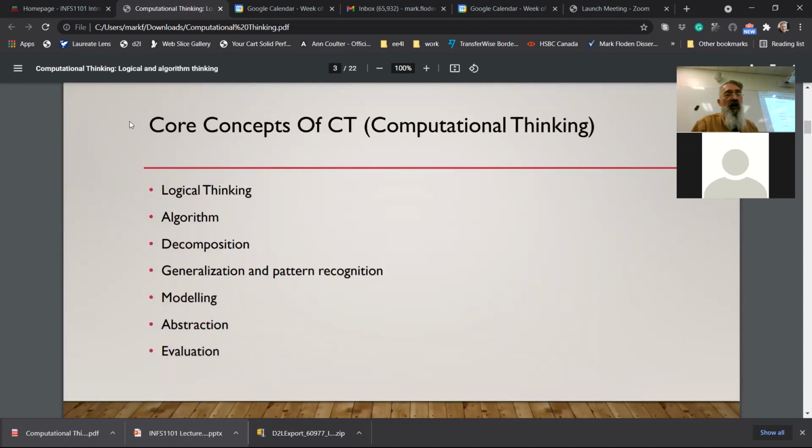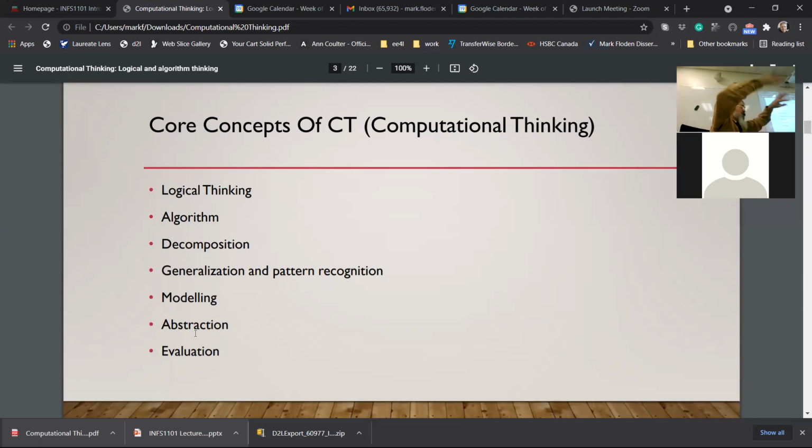These things are called the core concepts of computational thinking. In other words, according to the text, the book, these things here must be there. And there's some other things that you could add to them, but these things there are the minimum that you must have to say that you're doing computational thinking. So you must have logical thinking, which we're going to spend a bit of time on now. Deduction and induction and true and false Boolean. You must have algorithms, step by step.